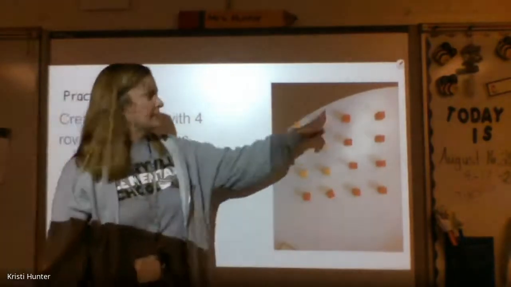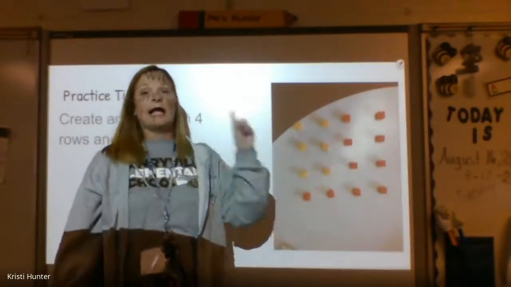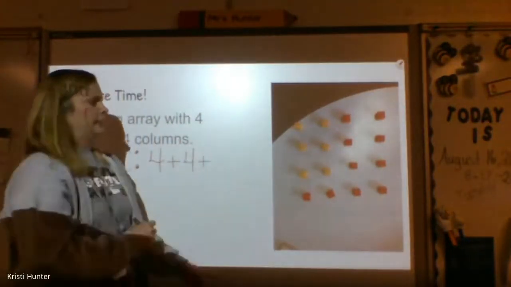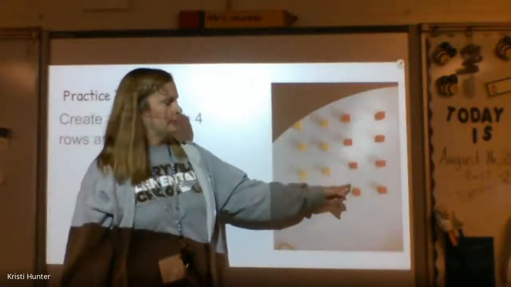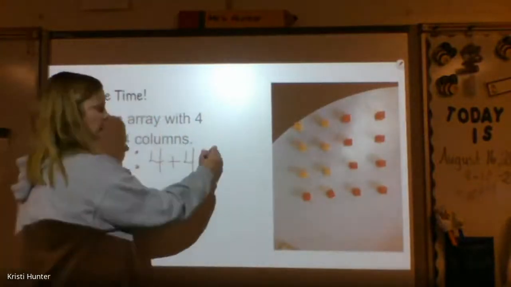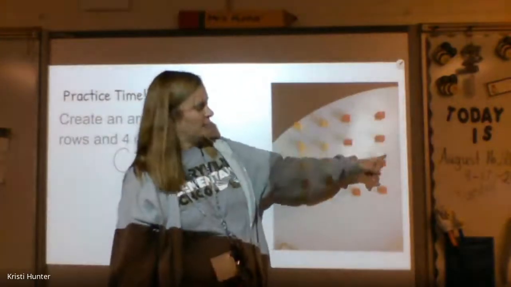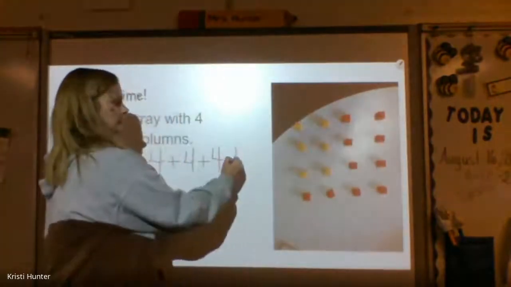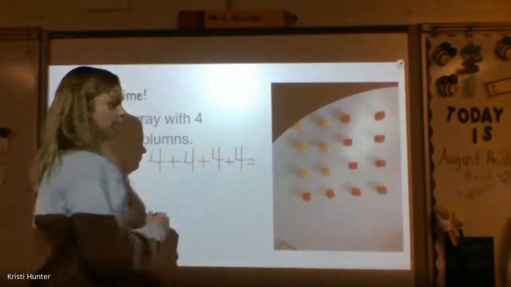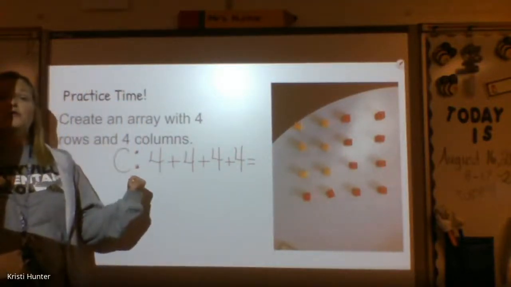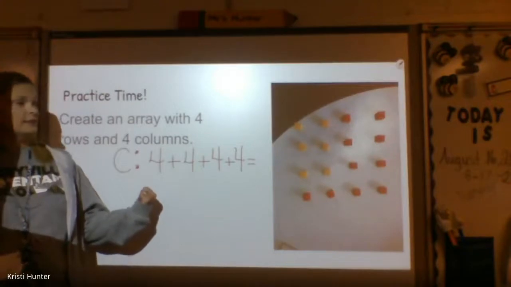Plus, how many are in the second column again? 4. Has to be 4. Plus, here goes my third column again. Got to be a 4 if I made an array. Plus, my last column of 4. Right? So here's my equation for the columns.